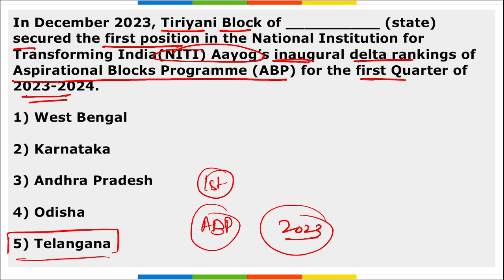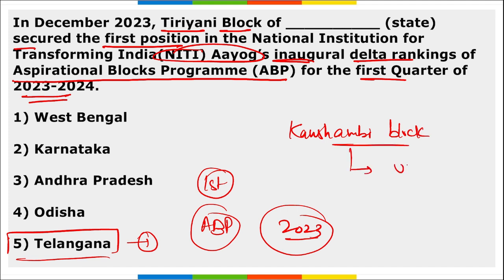It will help us to improve the quality of life for the citizens living in those underdeveloped blocks in India. Right, so coming back here, remember Tiryani block of Telangana secured the first position, and second, also remember Kaushambi block. Kaushambi block is of Kaushambi district, that is in Uttar Pradesh. It secured the second position here.